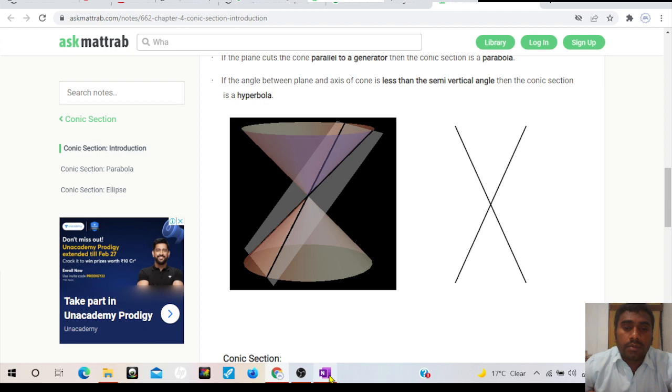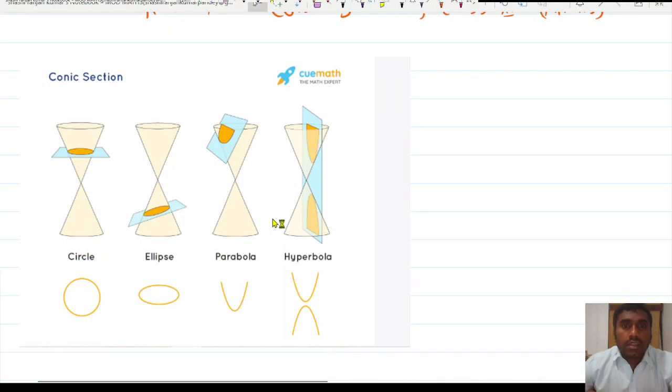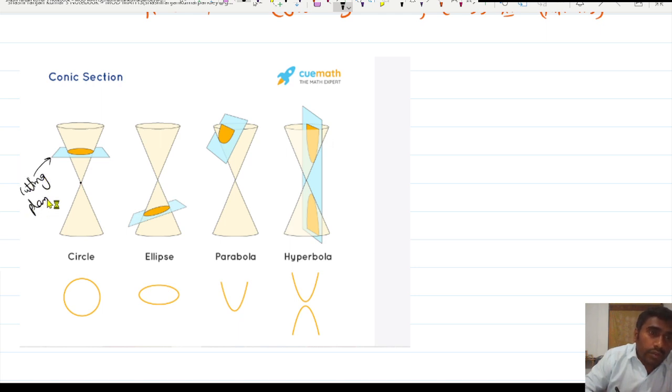Okay, let us come to our discussion now. As I already showed you, this is your double cone, this is the vertex of the cone, and this is your cutting plane. If the cutting plane cuts the double cone like this, you can see this portion is forming a circle. So a circle will be formed in this case, if the cutting plane is in this format.